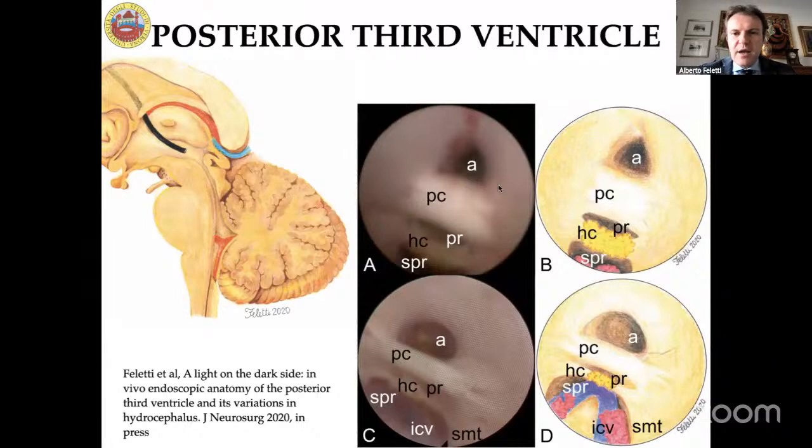And this is a comparison between the normal anatomy and the anatomy in case of hydrocephalus. As you can see, in case of hydrocephalus, the anatomy is completely different. The normal anatomy of the aditus of the cerebral aqueduct is triangular, with a thick posterior commissure and a normal habenular commissure. But look, in case of hydrocephalus, the aditus becomes more rounded, and the commissures are very much stretched.